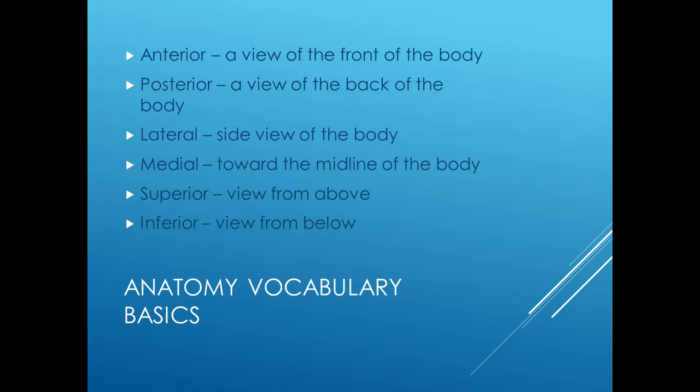And what that means is if you were to start at your head and draw a line down the center of your body, objects or body parts that are closer to that center line or the midline of the body, that's what it means when we refer to medial. And then when we say superior, that is if you are looking down at the skull, looking down at the body. And then inferior means that you are looking from below and you are looking up at the body. So those are the terms, and be familiar with them for the rest of the semester.